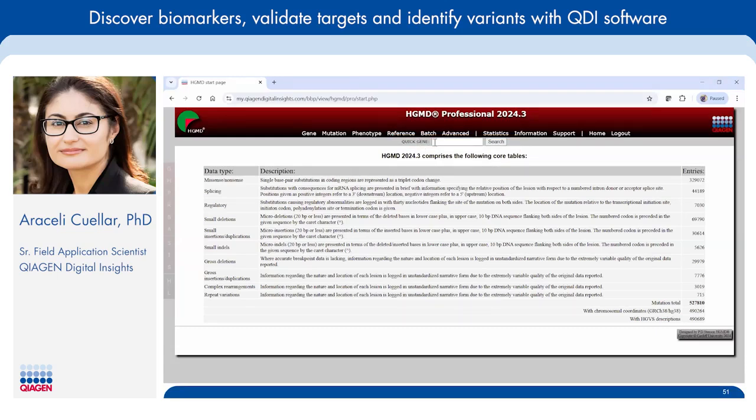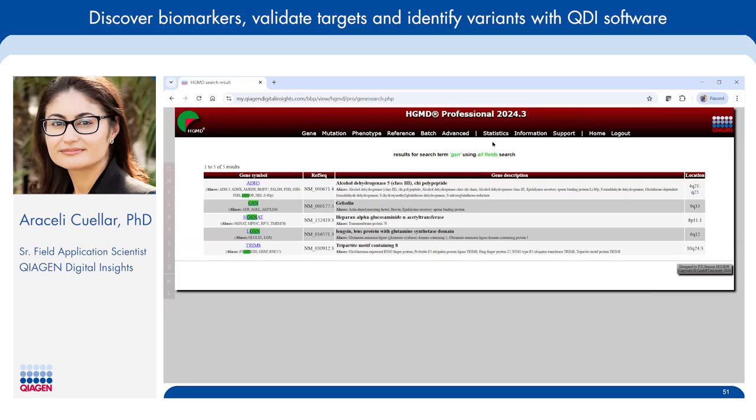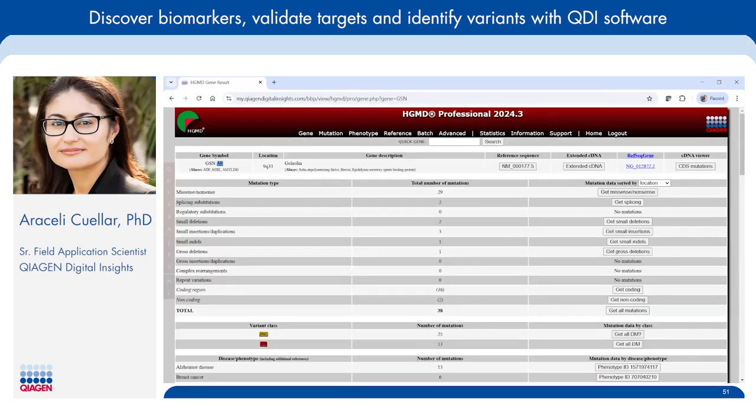Under the quick gene, let's go ahead and type in GSN and search. When you do that, it is going to bring up any relevant gene information. In this case, we can see that our gene is highlighted right here. Let's go ahead and click on that option. This is going to bring up all the information HGMD has on your gene, GSN.